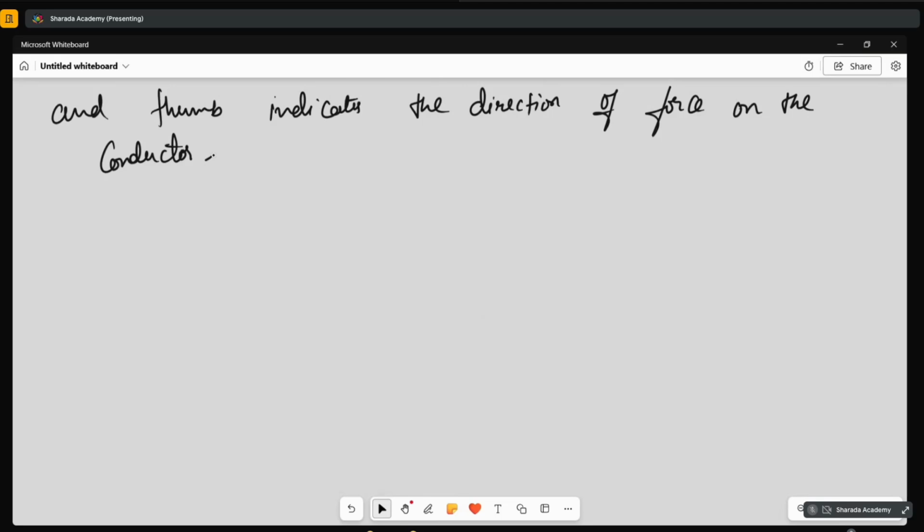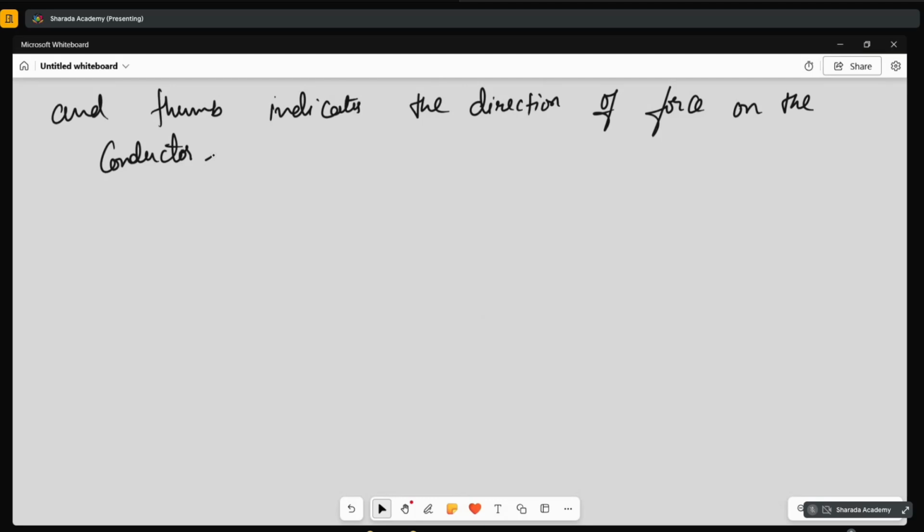Again, I repeat, when the magnetic field direction and the current direction are perpendicular to each other, the force on the conductor will be maximum. Always like that, the force on the conductor is maximum. Then what happens when the magnetic field and the electric field are parallel to each other? Then the force acting on it is very minimum or zero. You can consider it as zero.